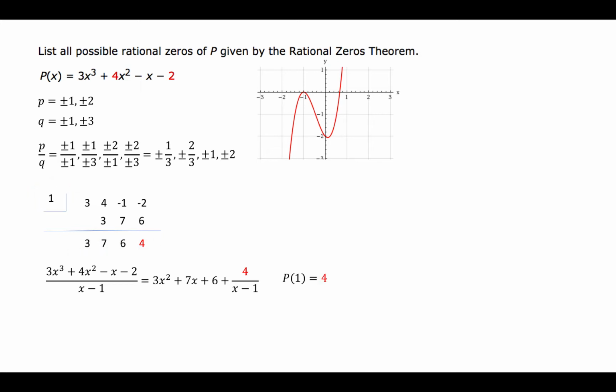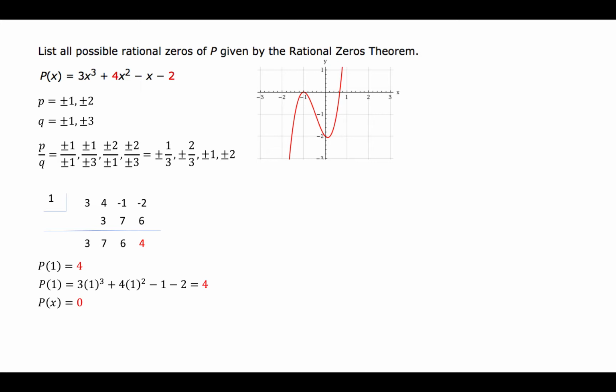The remainder theorem tells us that this value 4 would be the value of the function p when we substitute the value 1 for x. In other words, p of 1 would be equal to 4. We can verify this by substituting the value of 1 into the function p. So we would have 3 times 1 cubed plus 4 times 1 squared minus 1 minus 2 equal to 4.